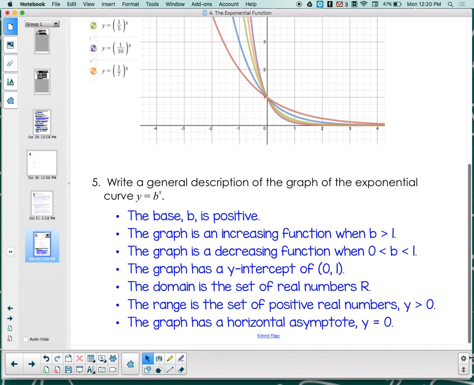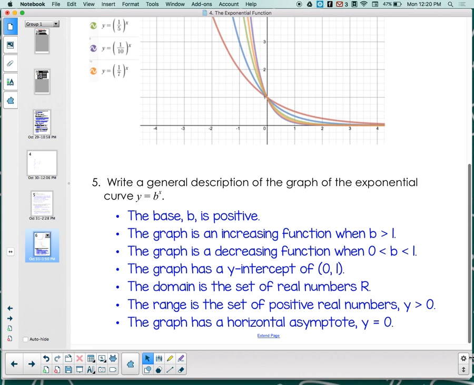Okay with this? So this is all the characteristics. Positive base, your graph is increasing when the base is greater than 1. Your graph is decreasing when the base is between 0 and 1. Y-intercept is always 0, 1 for these parent graphs. Domain is all set of real numbers. Range is always greater than 0. Horizontal asymptote at 0, y is equal to 0. These are all the same characteristics for your base parent graph. The only thing that changes is the base.